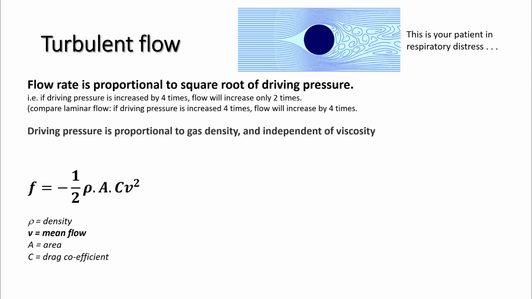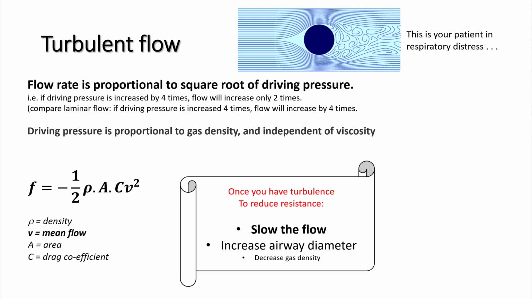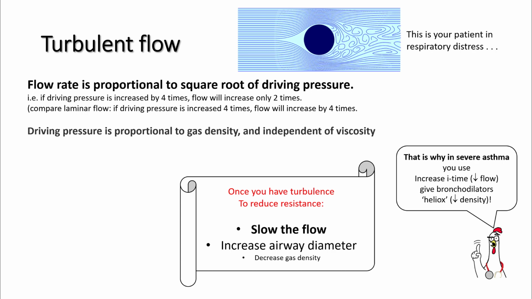Turbulent flow does not depend upon the viscosity and only depends upon the gas density. So if you are dealing with turbulent flow, which happens in most of the severe cases of asthma or COPD, what you can do is slow down the flow by changing the I time on the ventilator. You can increase the airway diameter by giving them steroids and bronchodilators, and you can use gases of lower density such as heliox, which will help your patients further.